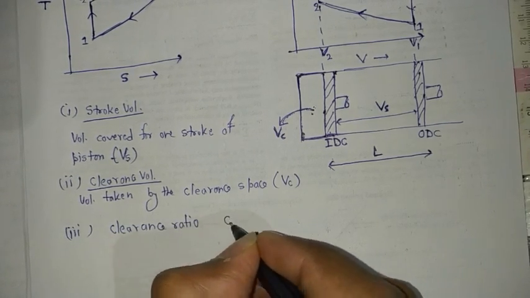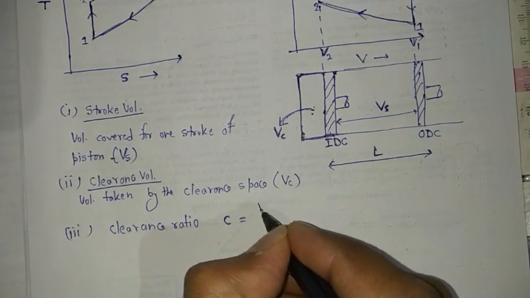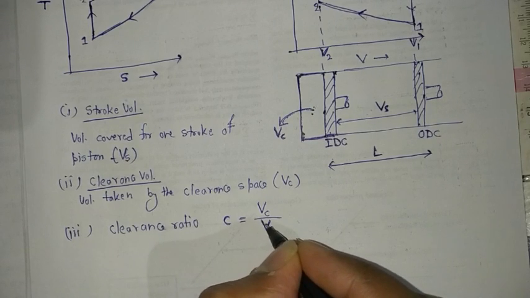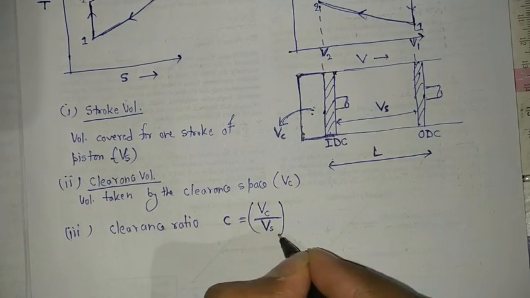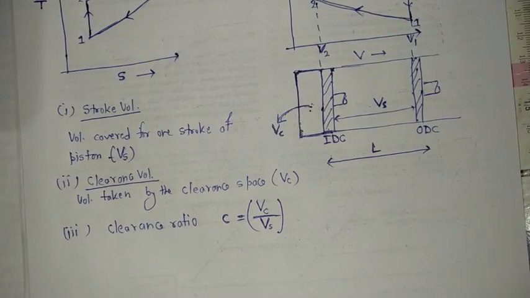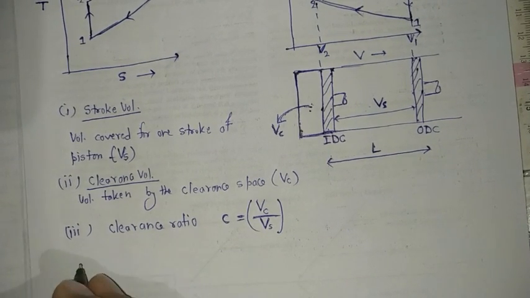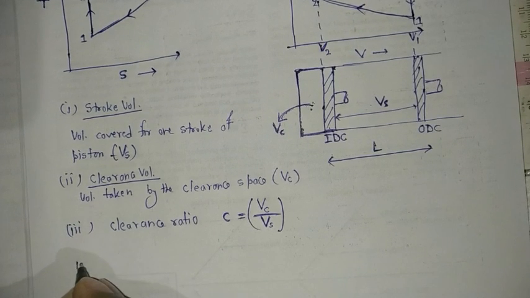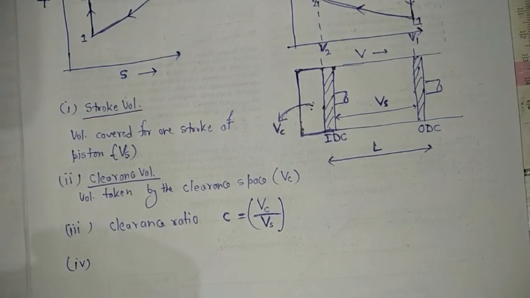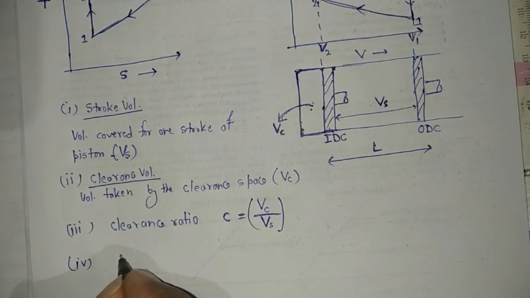It is denoted by C. It is the ratio of clearance volume to stroke volume. Okay. Then another term, it's compression ratio.